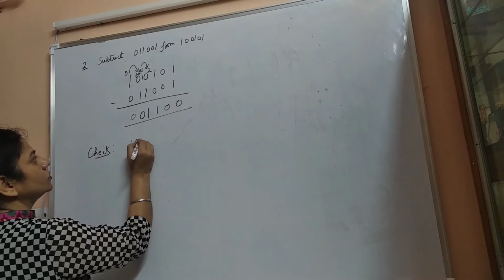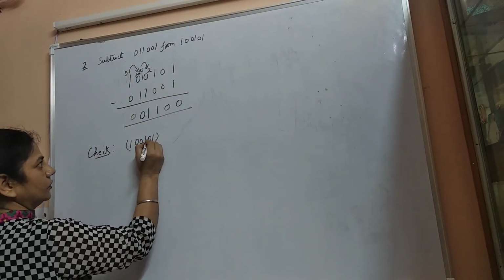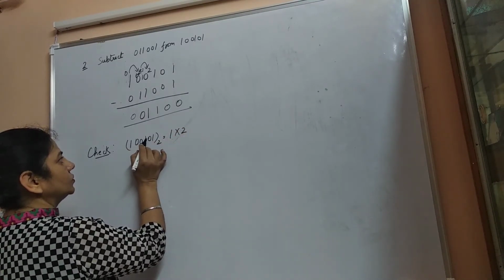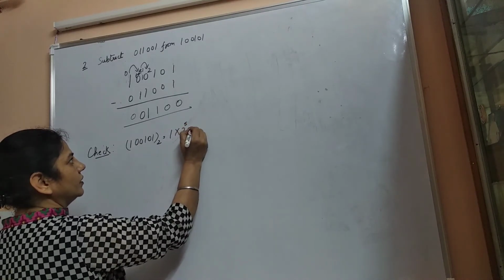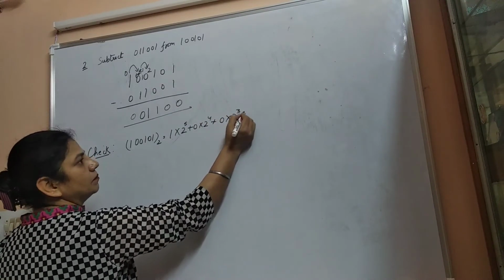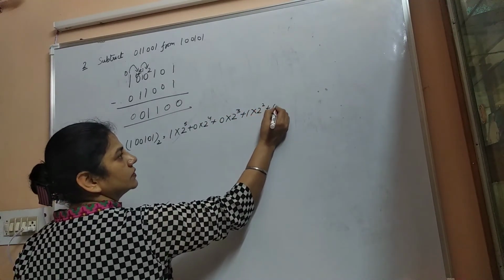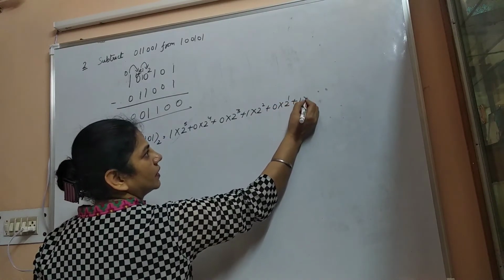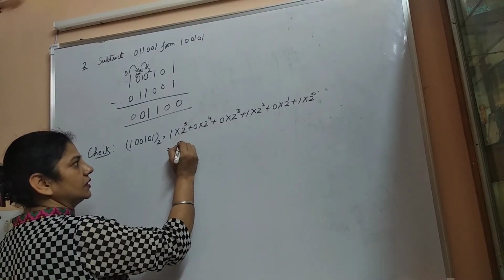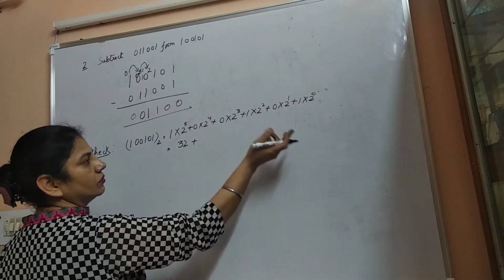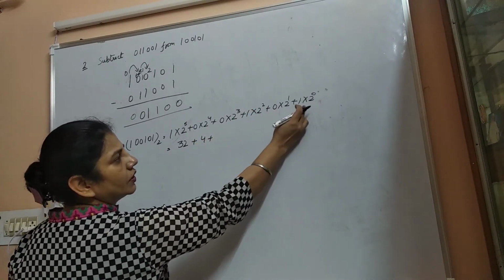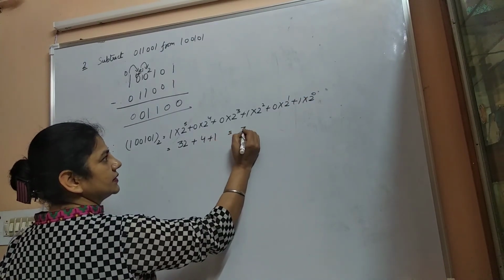1 0 0 1 0 1 to the base 2. How will I write it? 1 into 2 to the power, see, 1 2 3 4 5 digits are there, so 5, plus 0 into 2 to the power 4 plus 0 into 2 to the power 3 plus 1 into 2 to the power 2 plus 0 into 2 to the power 1 plus 1 into 2 to the power 0. On solving, I will get 2 to the power 5, which means 32, plus 0, 0 multiplied by anything is 0, 2 to the power 2 is 4, plus 0, 2 to the power 0 is 1. This gives me the result as 37.